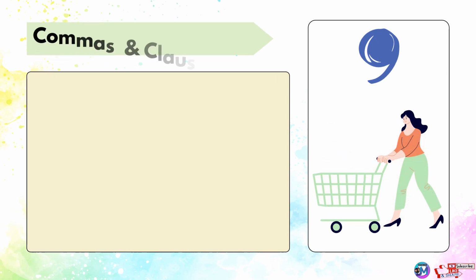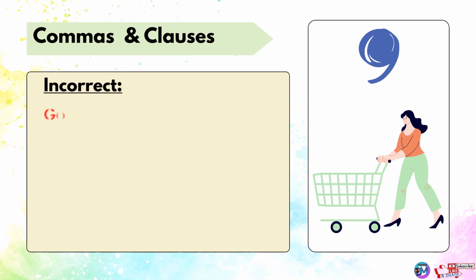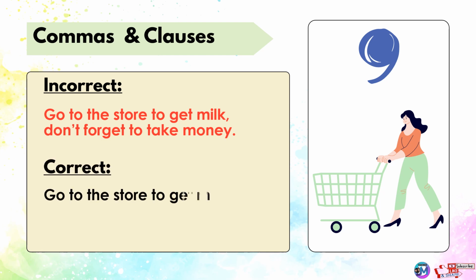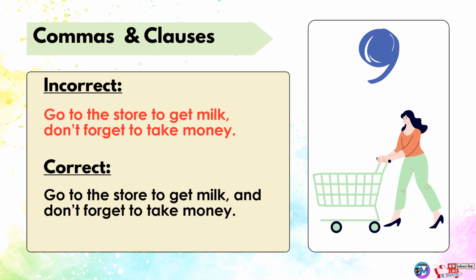What are the correct and incorrect usage of commas and clauses? Example of incorrect usage of commas and clauses. Go to the store to get milk, don't forget to take money. Now, let's look at the correct example of using commas and clauses. Go to the store to get milk, and don't forget to take money. Let's look at the difference of the correct and incorrect usage of commas and clauses. What can you say? You are right. We put and after the comma.